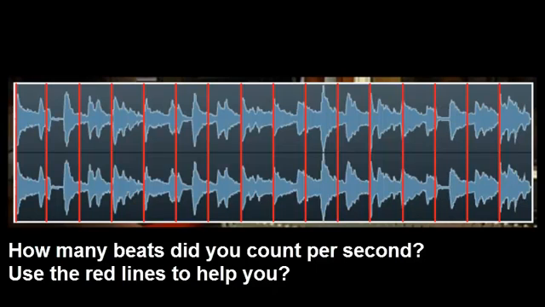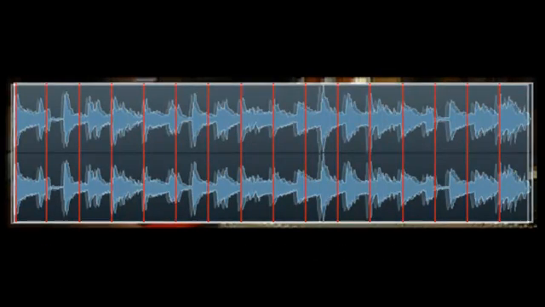How many beats did you count? Use the red lines to help you out. Let's listen to that one more time, and be sure to count as you go.